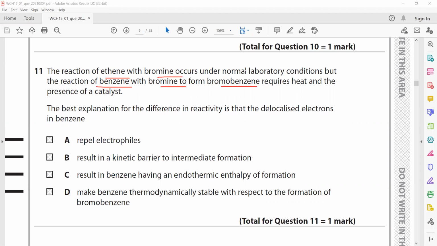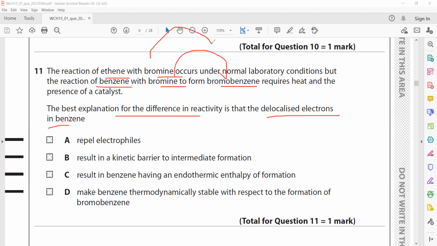So it means both reactions are thermodynamically possible, but the best explanation for the difference in reactivity is the delocalized electrons in benzene. Due to the presence of delocalized electrons in benzene, what happened? It will become kinetically stable, meaning it will react only under certain conditions. The reaction is thermodynamically feasible, that's why the product can form.